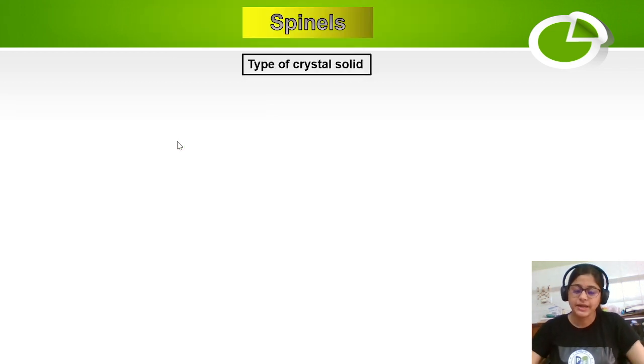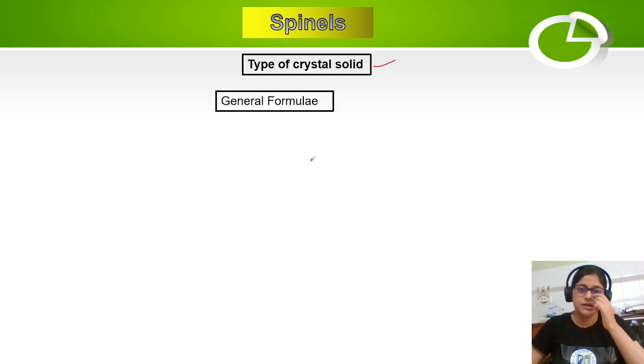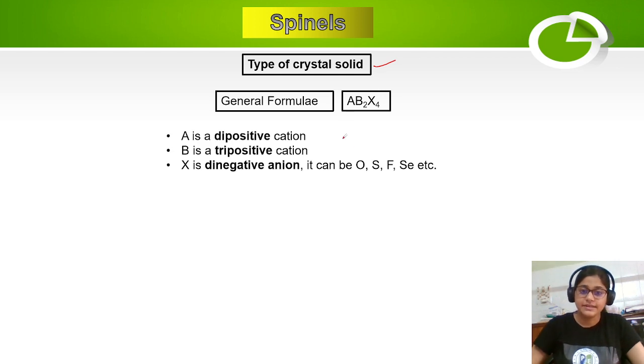First, what is a spinel? It is a type of crystal solid. Next is its general formula, which is very important: AB2X4, where A is a di-positive cation, B is a tri-positive cation, and X is a di-negative anion, like oxygen or sulfur, not fluorine. Any negative ion can be there, but generally we take oxygen or sulfur.